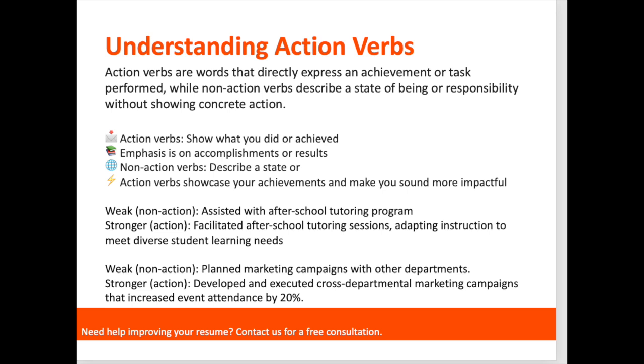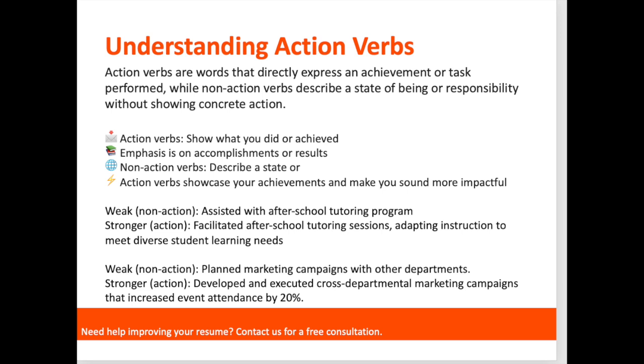On the contrary, using non action verbs like had, was, or was responsible for isn't really the best way to present yourself. These describe a state, but they don't actually show what you delivered or what you did in that particular role. They tend to sound very passive, and they make it harder for employers to see the value that you bring. So, overall, the takeaway here is that action verbs will showcase your accomplishments and make you sound more powerful and impactful, while non action verbs will weaken your message.